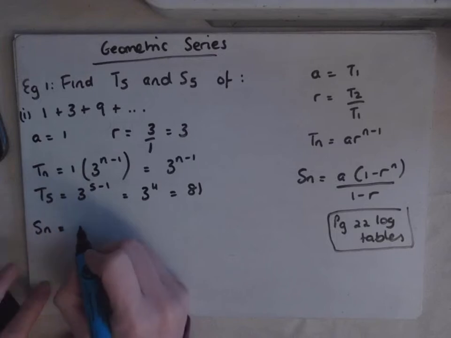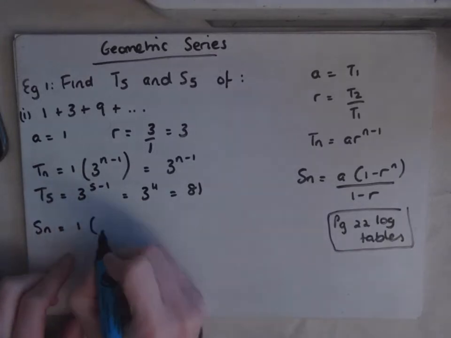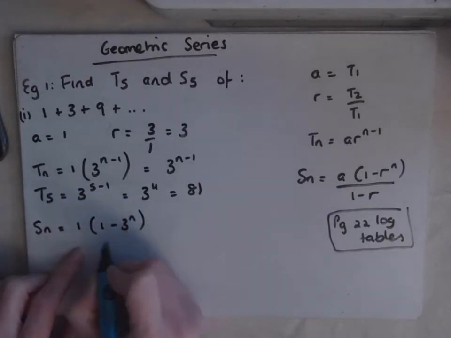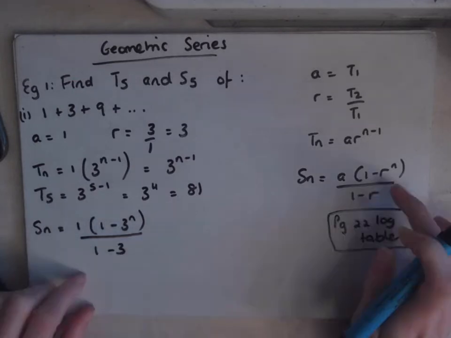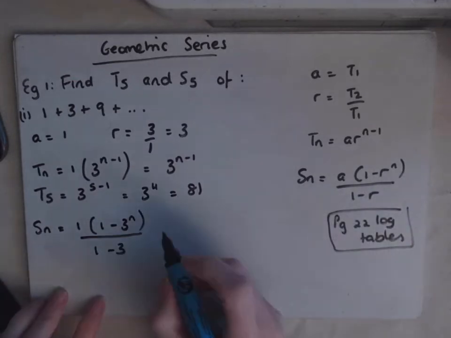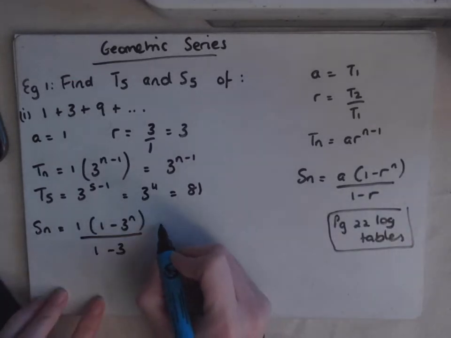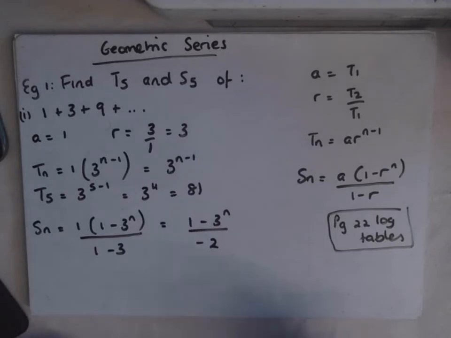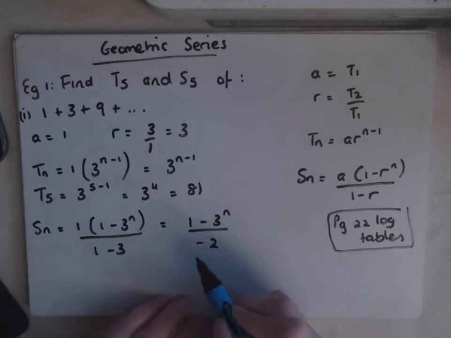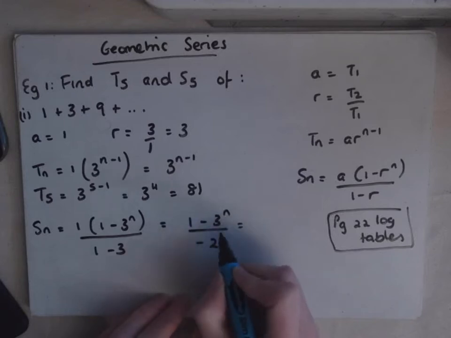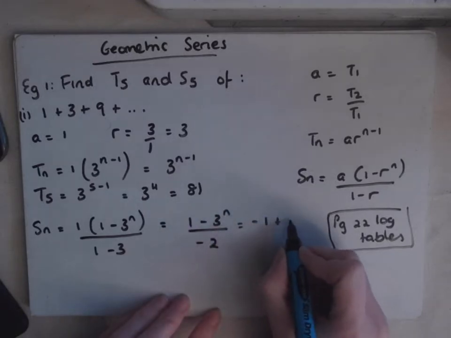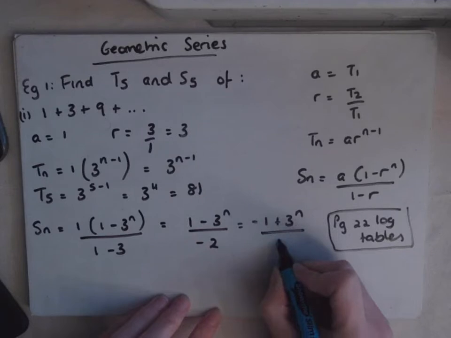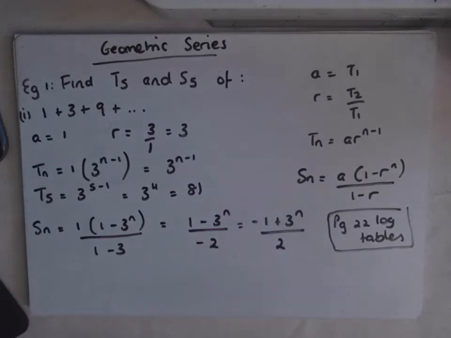So Sn is a(1 minus 3 to the power of n) over 1 minus 3, so just filling in my r there. Sn is 1 minus 3 to the power of n over minus 2. Then you shouldn't have a minus on the bottom, so just pull that up. The minus comes in front of all of the top line, so it'll change to minus 1 plus 3 to the n over 2. So that's my Sn there.